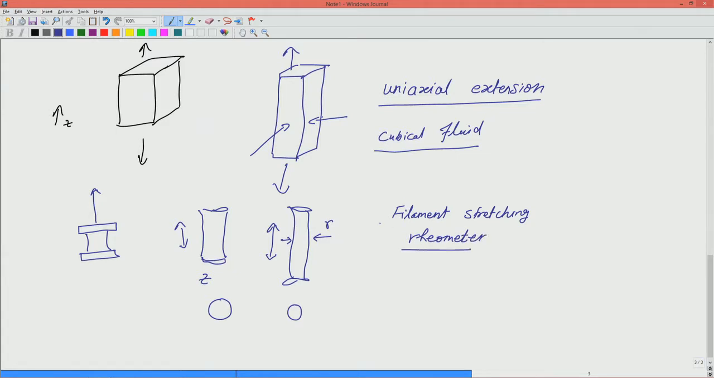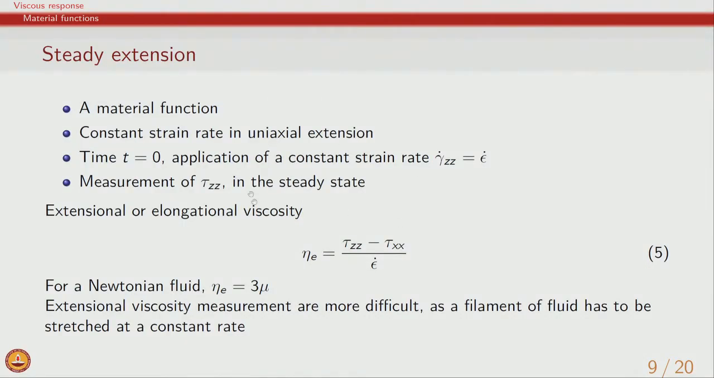and we will discuss some aspects related to instrumentation and makeup of such rheometers in a class later on. So, we are describing the uniaxial extension using rectangular coordinates assuming a cuboidal element, but a similar definition is valid for a cylindrical filament, which is actually what is done on an experimental scale.